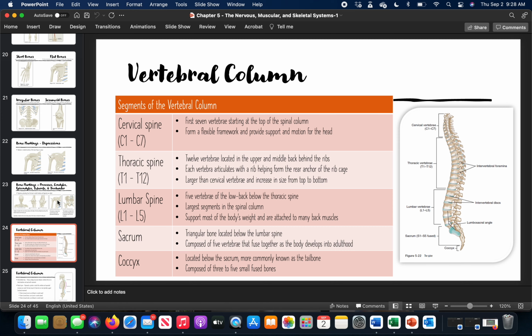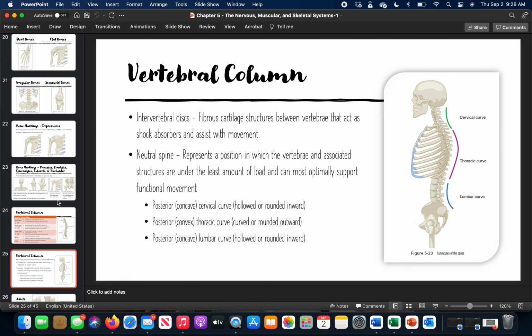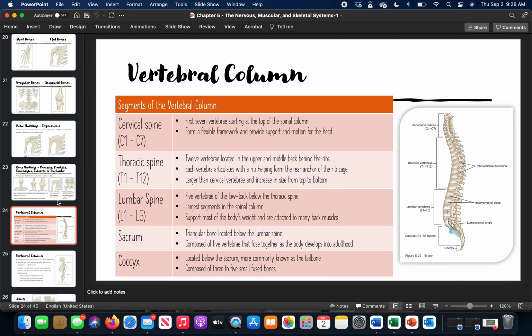Moving through, going to our vertebral column, the rule of thumb here is to think about how you eat throughout the day. Your cervical spine has seven processes, so you've got C7. Think about eating breakfast at 7 o'clock.